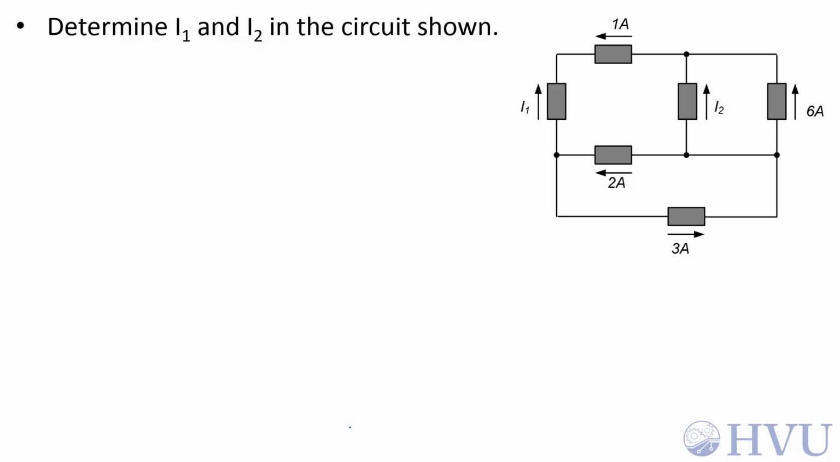In this problem, I'm given a bunch of currents in this generic circuit, and I want to find two unknown currents, I1 and I2. I can do this by applying KCL. A couple of notes about KCL. I can apply KCL at any node I want to.